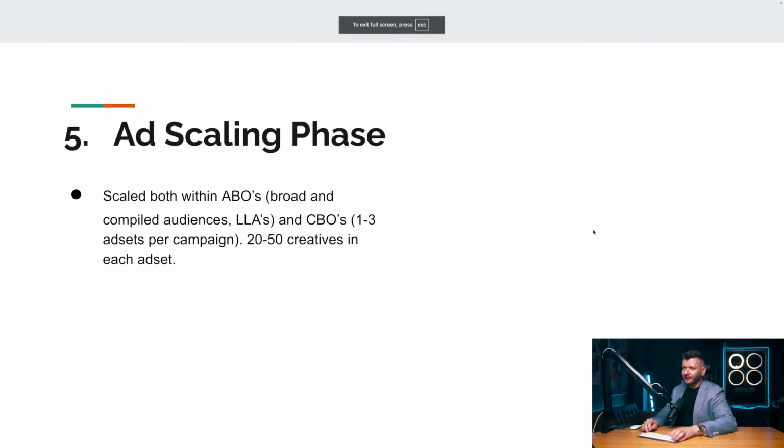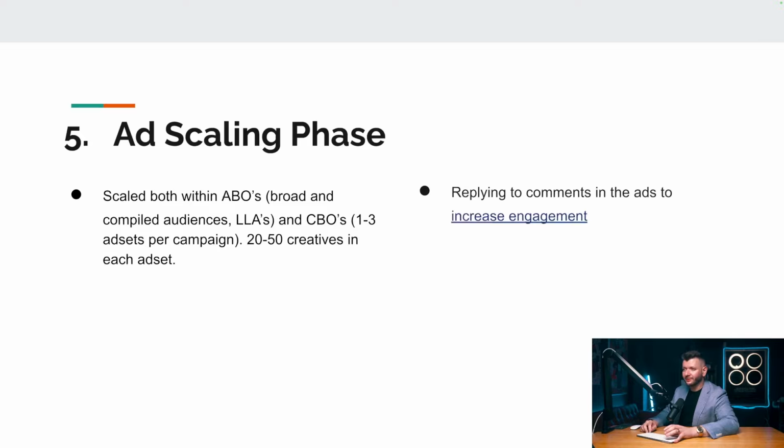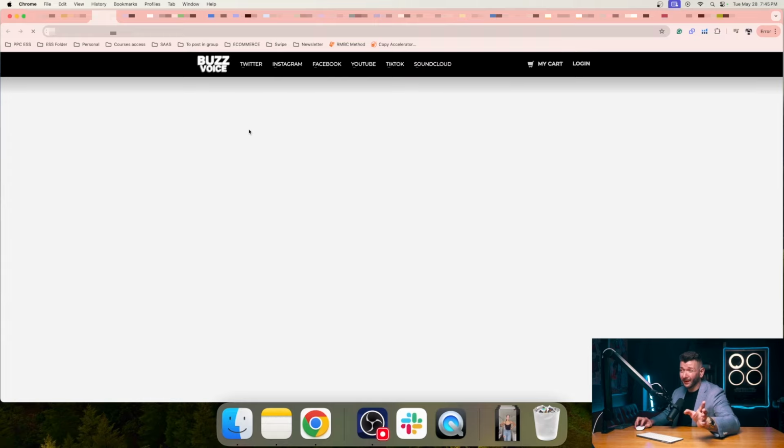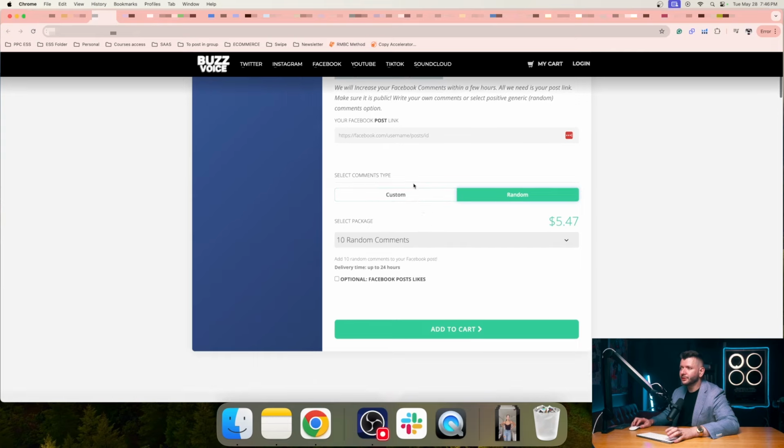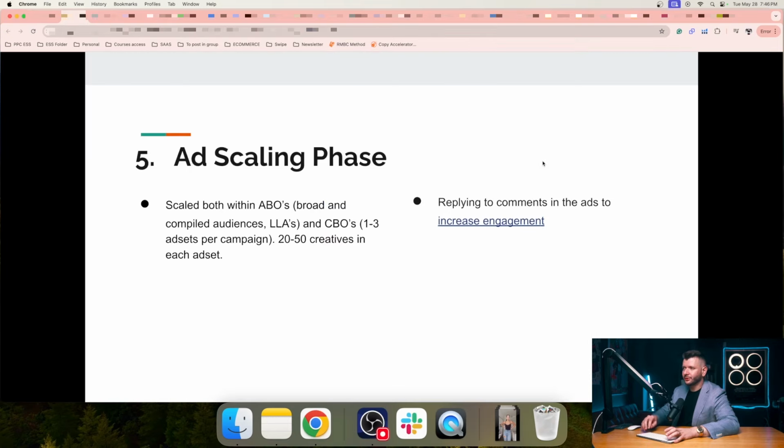All right, ad scaling phase. We scaled both with ABO, broad and compiled audiences, lookalike audiences, CBOs, 1 to 3 ads per campaign, 20 to 50 creatives in each ad set. And we're also replying to comments in the ads. I don't recommend it, but there's different solutions where you can buy Facebook comments to increase engagement. You can literally customize all of the comments that would be posted on your ad. That's not what we do, but that's something that you can experiment for yourself.